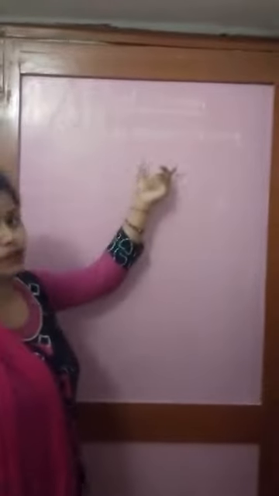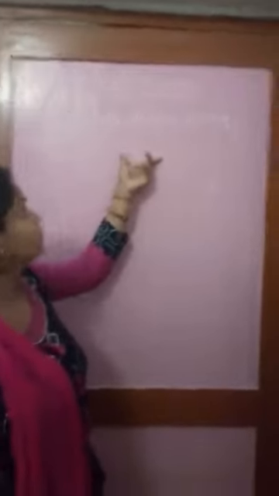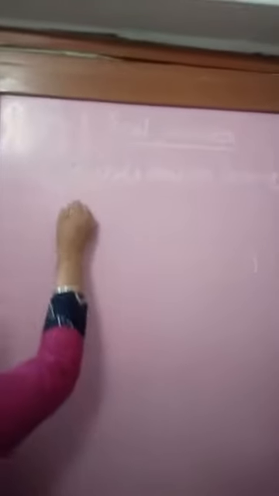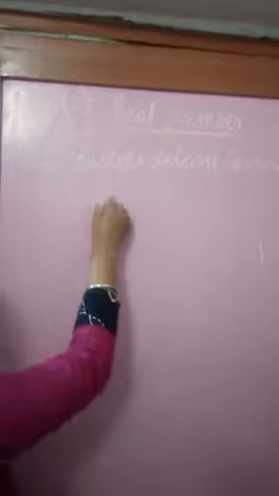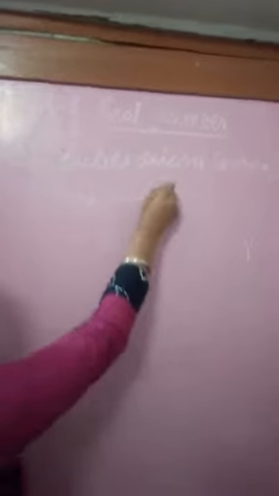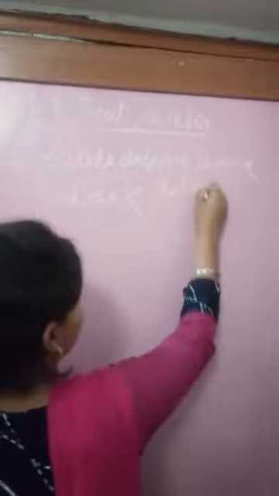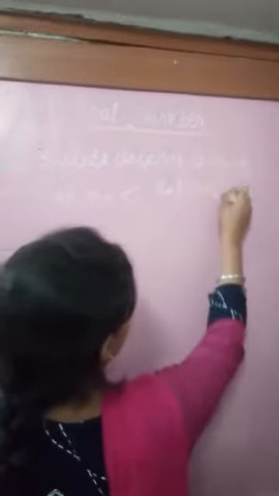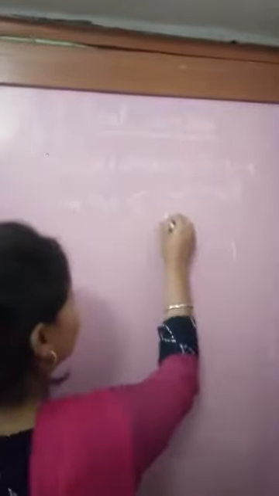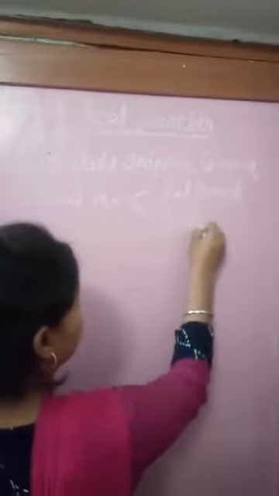Before knowing Euclid's division lemma, we should know something about real numbers. So what is a real number? A real number is the collection of rational numbers and irrational numbers.